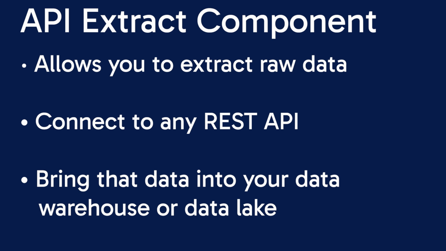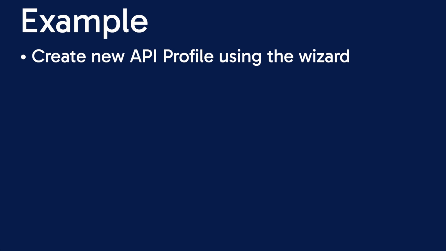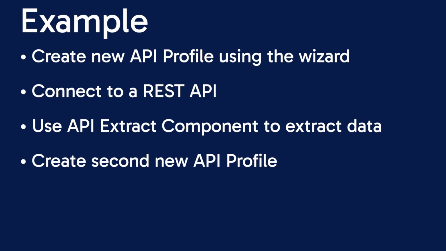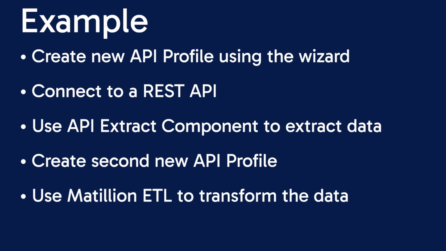In this example, we'll create a new API profile using the API Query Profile Wizard to connect to a REST API for Bitcoin price information. Then using the API Extract component, connect to your newly created API profile to extract some data. We'll also set up a second new API profile to retrieve exchange rate data. Then, using Matillion transformation components, convert the current Bitcoin price from US dollars to Canadian dollars.